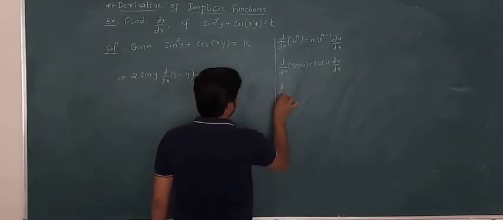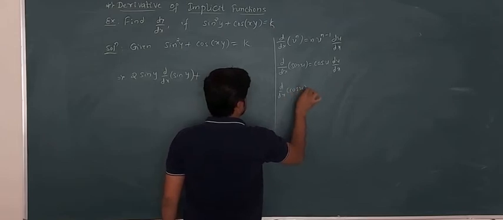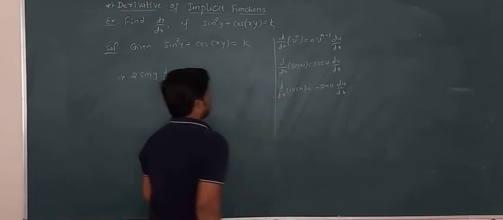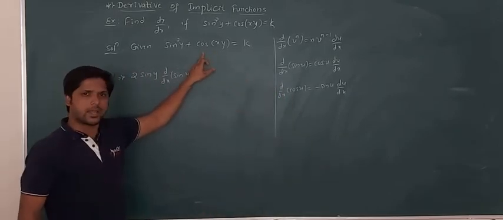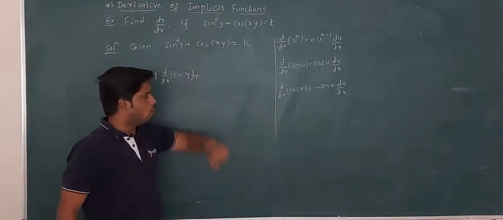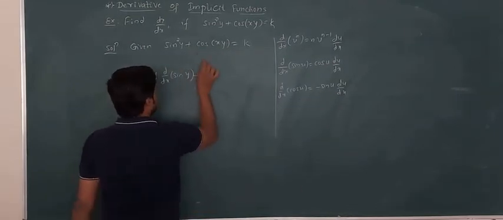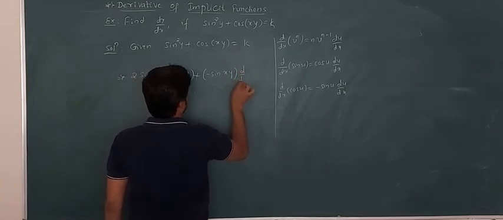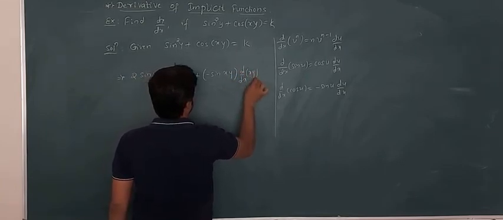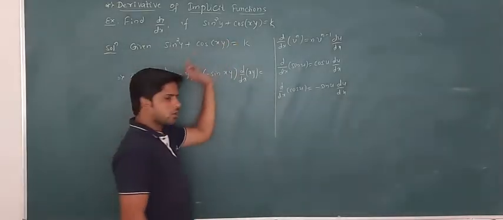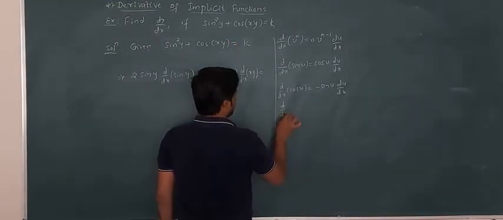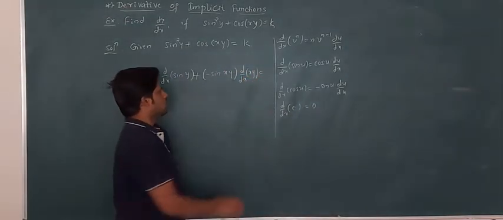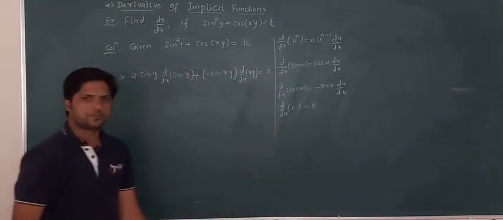Plus cos xy. We know that d by dx of cos u is minus sin u into du by dx. Comparing cos u and cos xy, in place of u we have x into y, so that is minus sin xy into d by dx of x into y, is equal to the differentiation of a constant, which is 0. Here k is a constant, so the differentiation of k is 0.